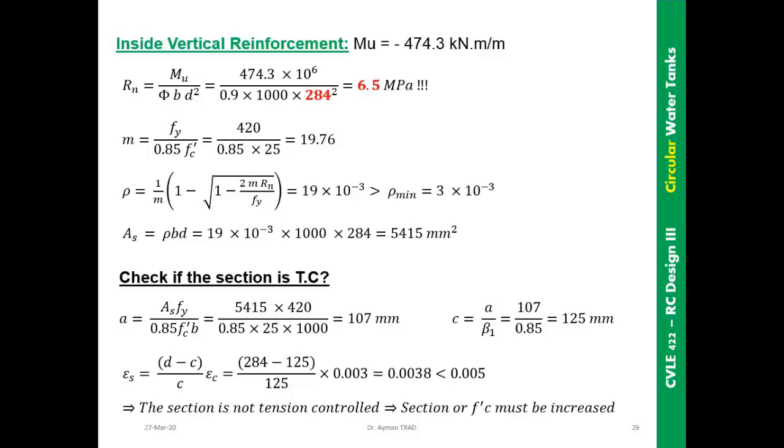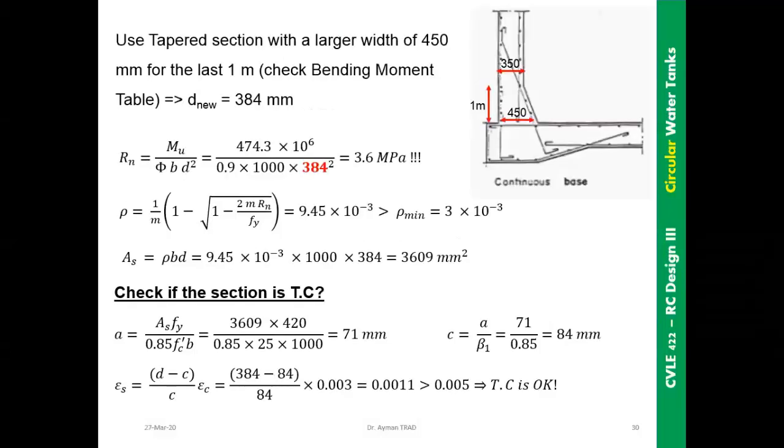Now, I could increase f prime c and solve the problem, or increase fy and solve the problem, but I will use another method: I will provide a separate section, as we saw in the presentation. I will thicken the base of the wall and the foundation in general, so it will have a higher thickness near the connection. If the wall thickness in the normal region is 350, I will make it reach 450 in the last 1 meter. In this case the new d equals the old d plus 100 mm, because the thickness increased by 100 mm. Rn drops to 3.6, rho to 9.4 instead of 19, and As becomes 3609. We can check again whether the section is tension controlled, and it will be. So we solved the problem by increasing the concrete section, but only at the base of the wall.